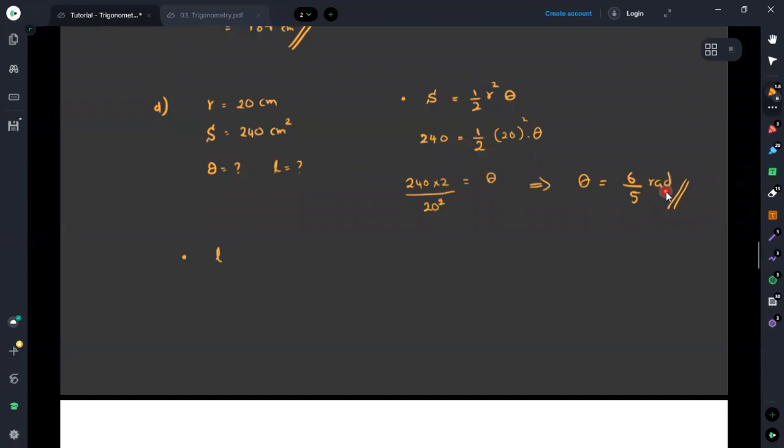Then we are asked to find the value of L. L can be obtained using the equation r times theta. The value of r is equal to 20 and the value of theta is equal to 6 over 5, which is already obtained in radian measures. Therefore, once we perform the calculation, we will get this as 24 centimeters. Therefore, using this equation, we can simply calculate the length of the arc.